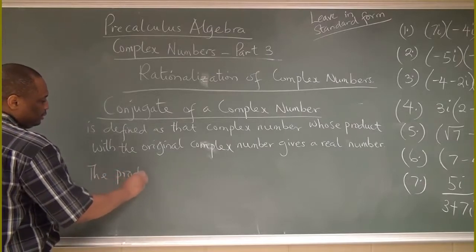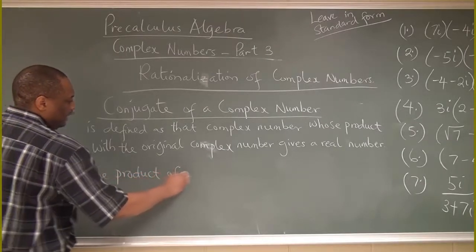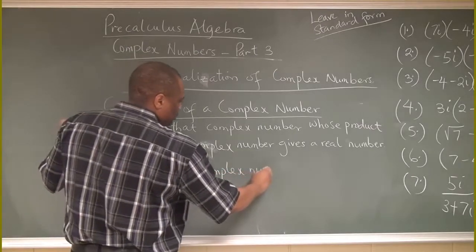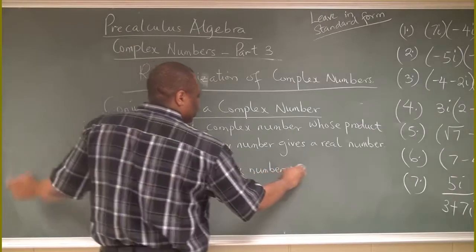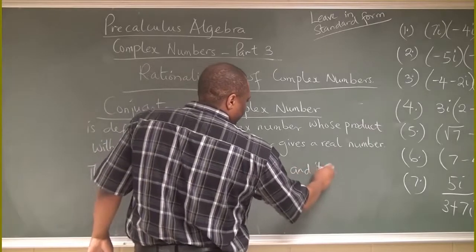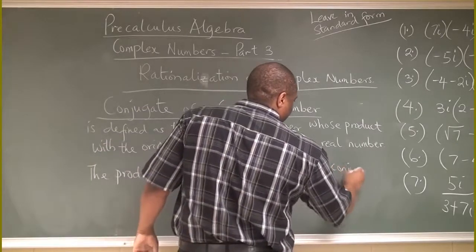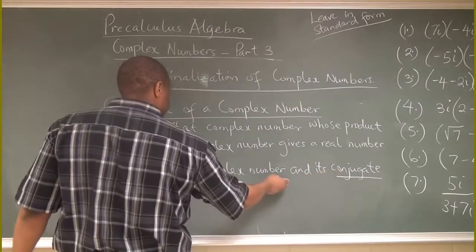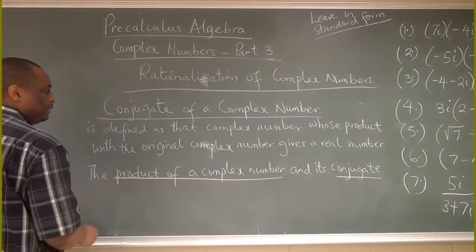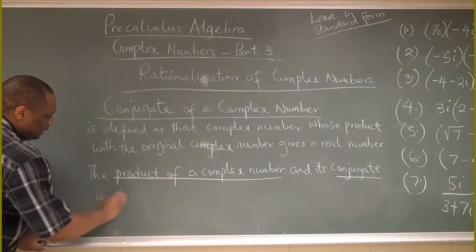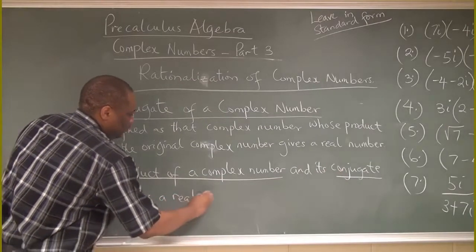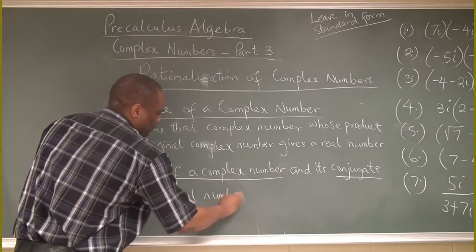The product of a complex number and its conjugate is always a real number. Product of a complex number and its conjugate is always a real number.